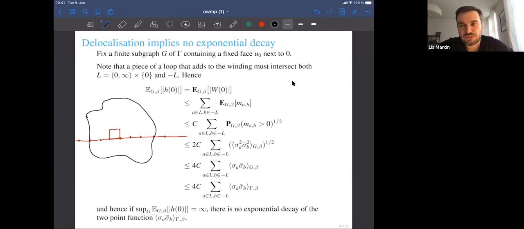And now we proceed as follows. We say, okay, I have a finite graph, which is a subset of my Z2 lattice, and then I compute the expected value of the height function at the phase.